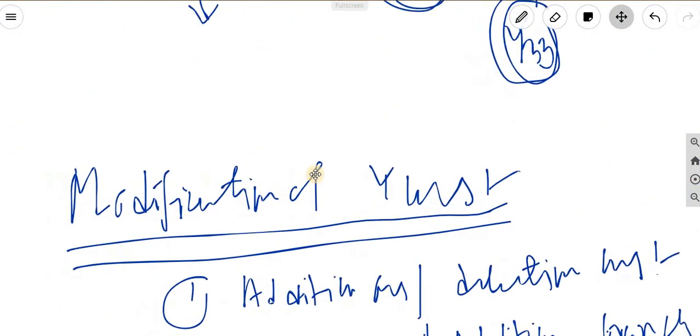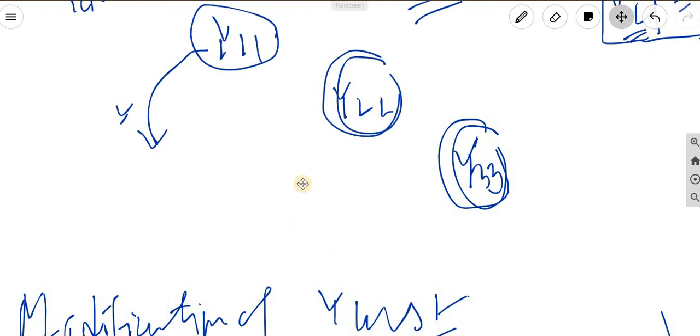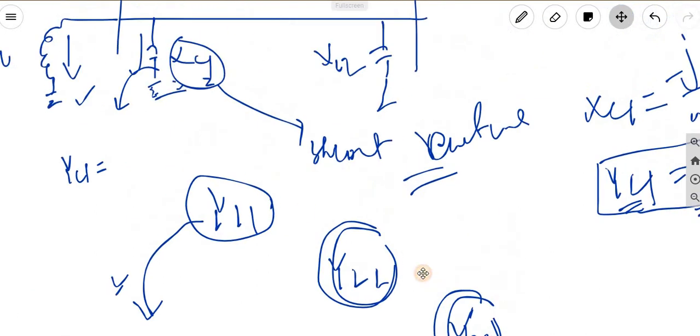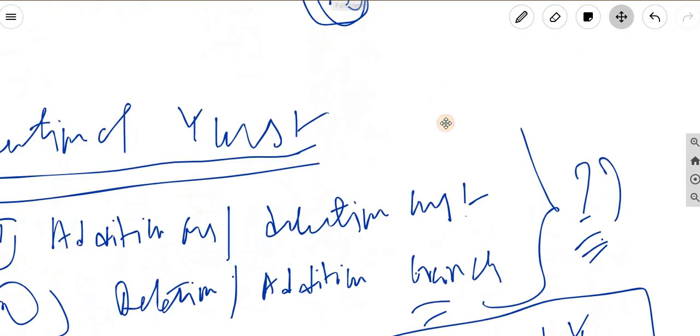So with this, for the modification of Y bus using the direct inspection method, I will give you a home task. Do it and share with me. Hope you have understood. I will switch to the singular transformation method to form Y bus.